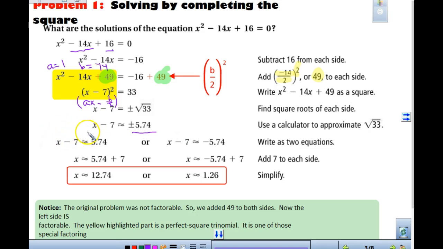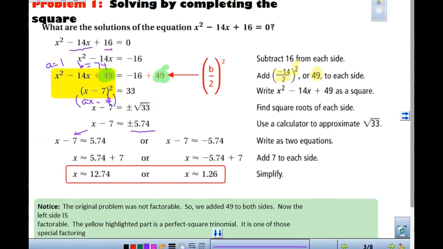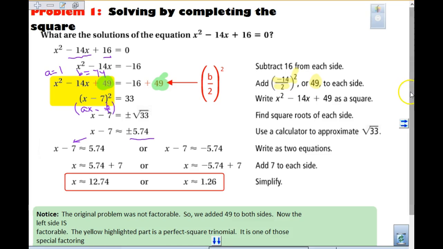We then set each one equal. X minus 7 can equal 5.74. X minus 7 can equal the negative. And we're going to add to both sides, okay? And I know just looking at it and not actually doing it sometimes doesn't make as much sense.